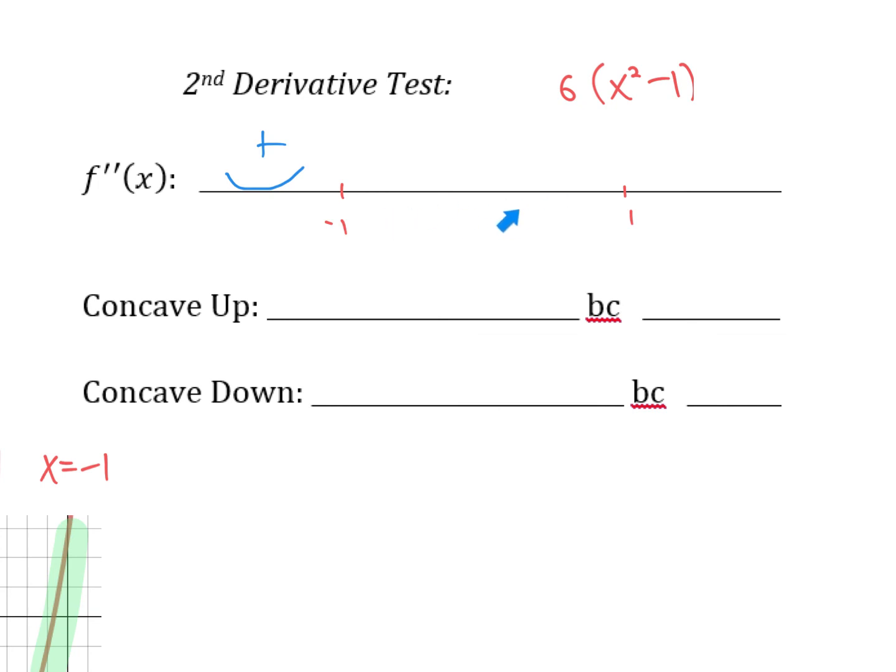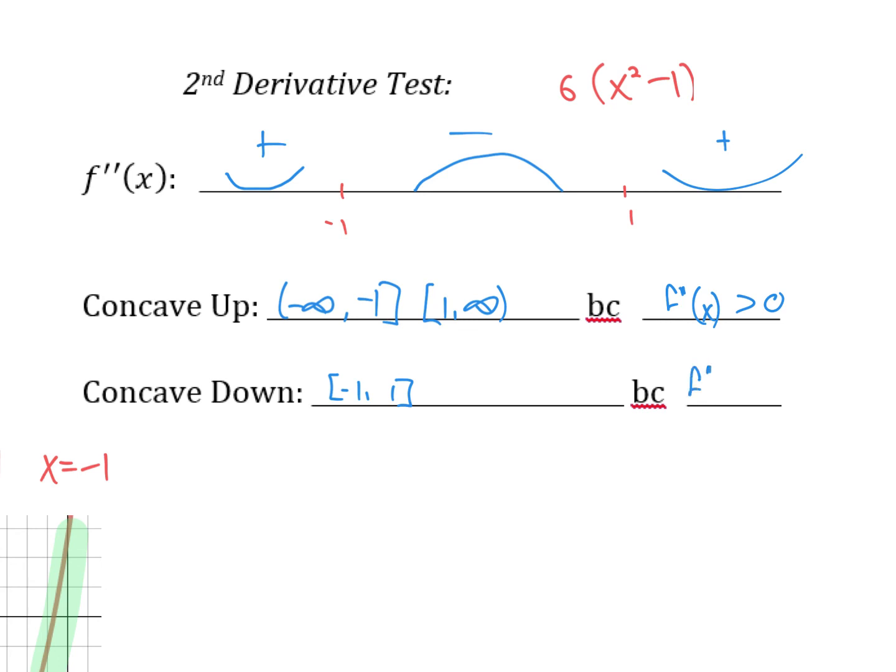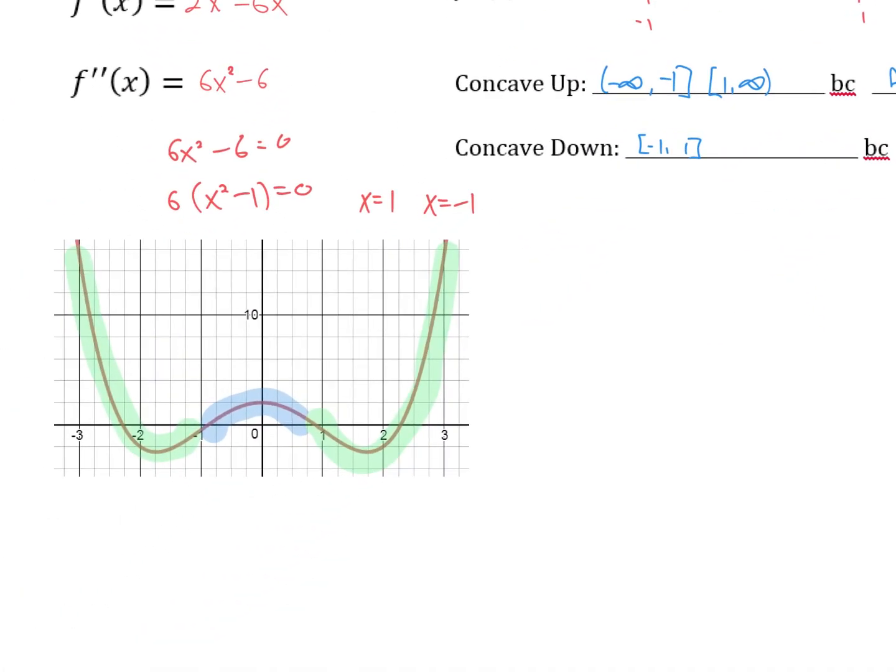Let's plug in a value in between. I'm going to plug in 0. 0 squared minus 1 is negative, which means we are concave down in that region. If I plugged in some number bigger than 1, let's try 2. 2 squared minus 1, that's positive. Then we're going to be looking at concave up. So we're going to be concave up from -infinity to -1, and then from 1 to infinity. The reason for that is my second derivative is positive, greater than 0. It's going to be concave down between -1 and +1. The reason for that, my second derivative is negative, less than 0. And again, we can confirm that by looking at the graph.